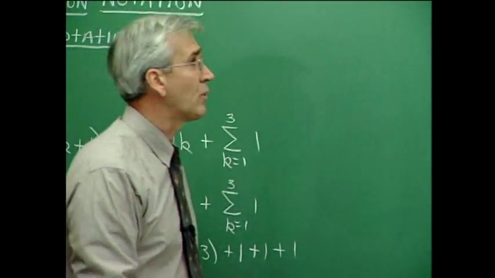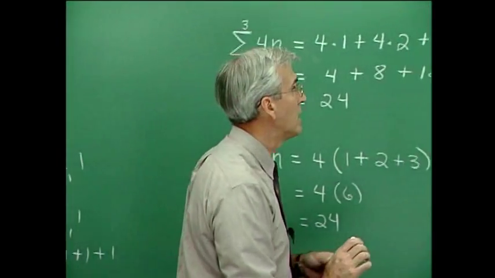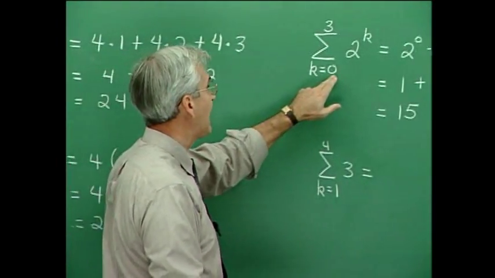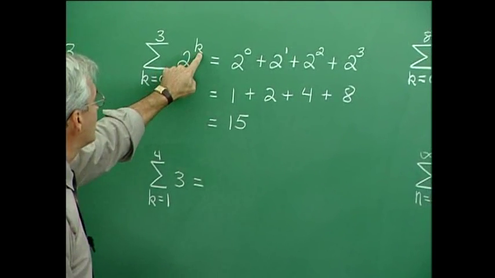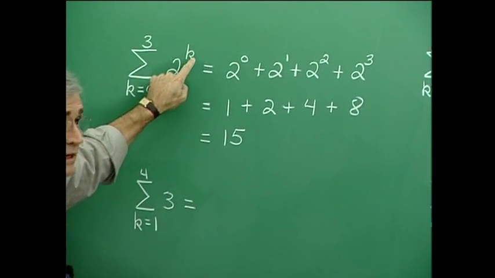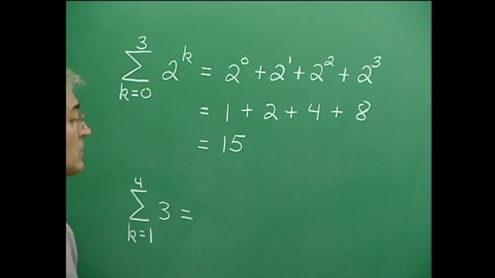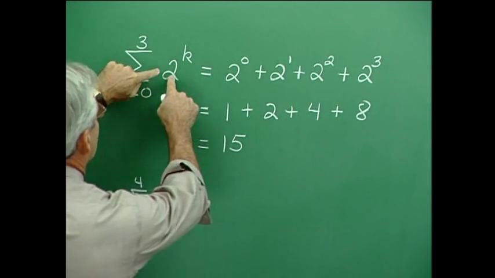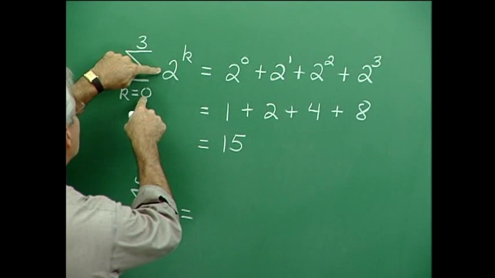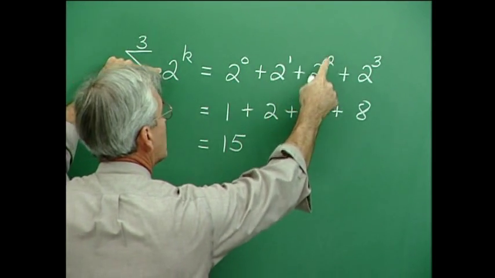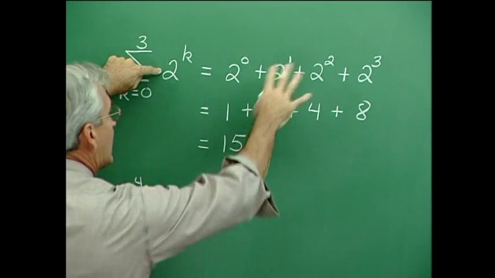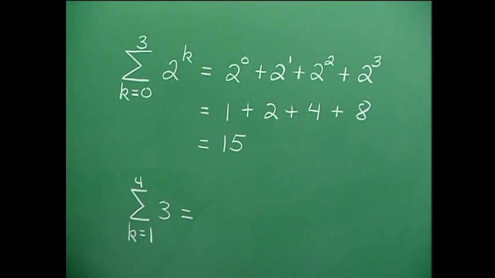All right, here's another situation. Now, in this one, the counting mechanism is starting at 0, and it goes to 3. And the counting mechanism is part of an exponent. It is the exponent on 2. So we would have 2 to the k as k goes from 0 to 3. So it'd be 2 to the 0 plus 2 to the 1 plus 2 squared plus 2 cubed. And then evaluating, we find the value to be 15.